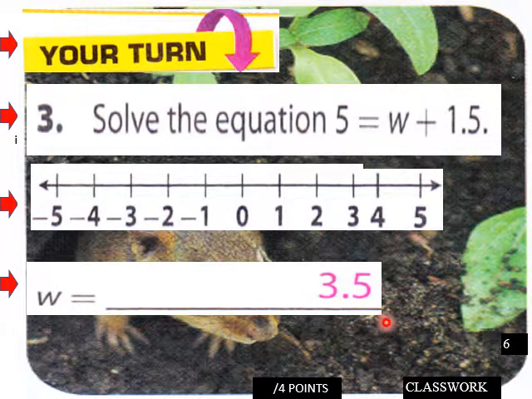Okay, welcome back, and you should get 3.5. Why? Because we subtracted 1.5, this goes away. We're just left with w. And what's 5 minus 1.5? It's 3.5, correct? So on the number line, here's 3.5. Here's your solution for this equation.